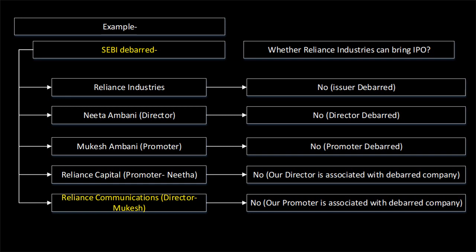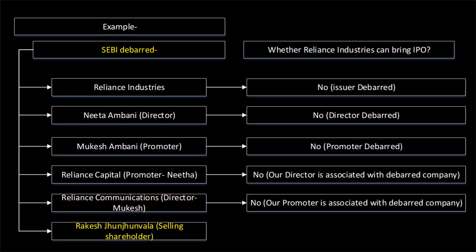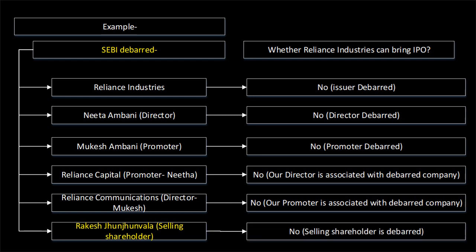Next, suppose the proposed issue is the case of offer for sale where securities held by existing shareholders are being offered to the public. Now if Sebi debars Rakesh Jhunjhunwala, who is one of the selling shareholders, then tell me whether Reliance Industries can issue securities to the public or not. The answer is no, because one of the selling shareholders has been debarred by Sebi.